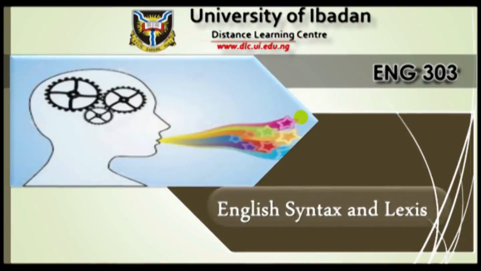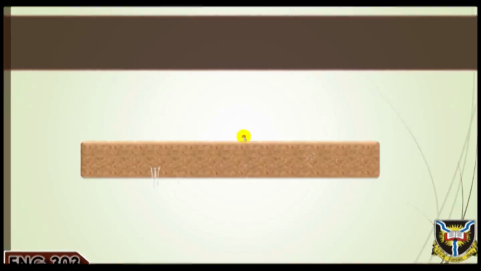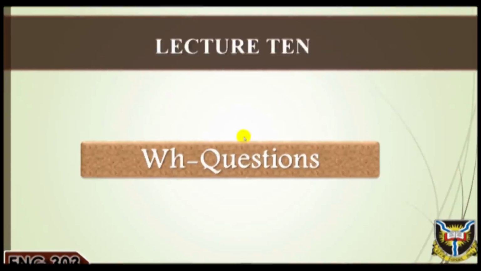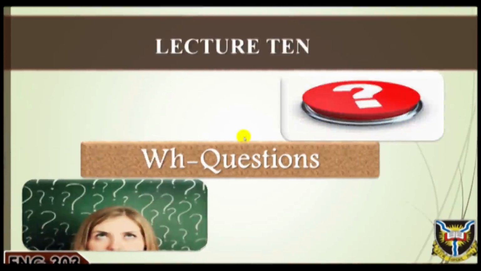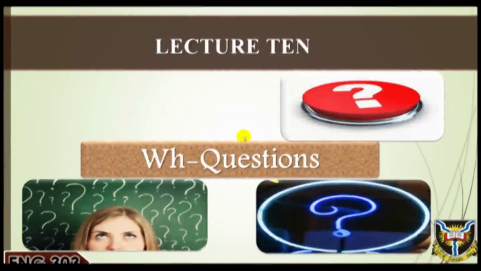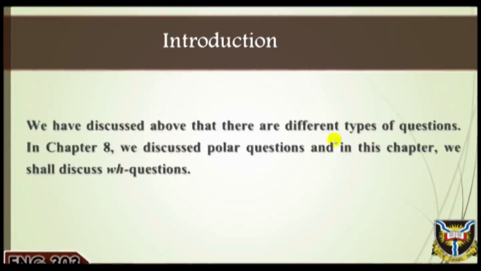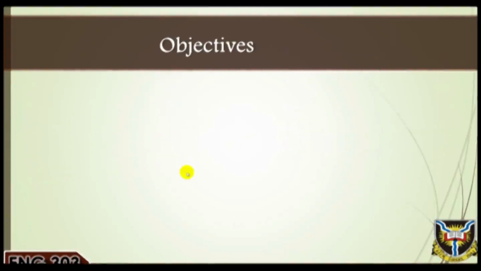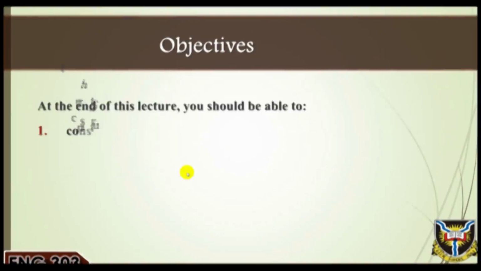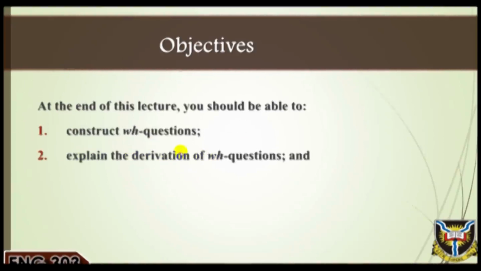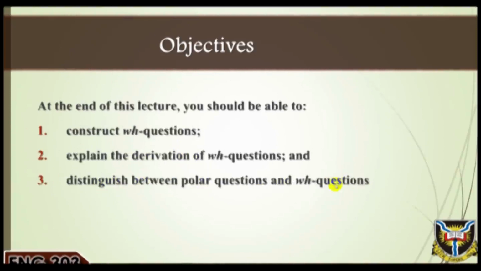Introduction. We have discussed above that there are different types of questions. In Chapter 8, we discussed polar questions, and in this chapter, we shall discuss WH questions. Objectives. At the end of this lecture, you should be able to: 1. Construct WH questions, 2. Explain the derivation of WH questions, and 3. Distinguish between polar questions and WH questions.